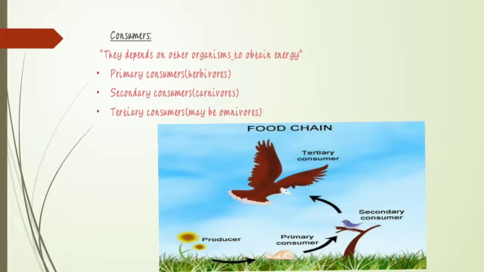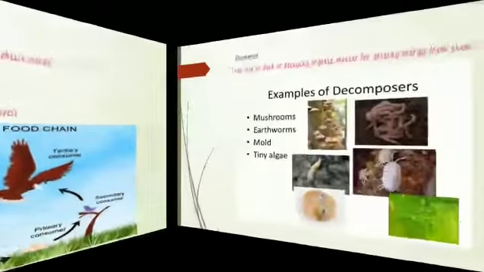The next is consumers. They depend on other organisms to obtain energy. It is of three types: primary consumers, that is also called herbivores; secondary consumers, carnivores; tertiary consumers, it may be omnivores. Primary consumers depend upon producers, and secondary consumers depend upon primary consumers, and tertiary consumers depend upon secondary consumers. In this picture these are shown.